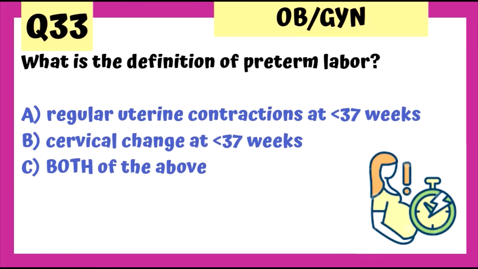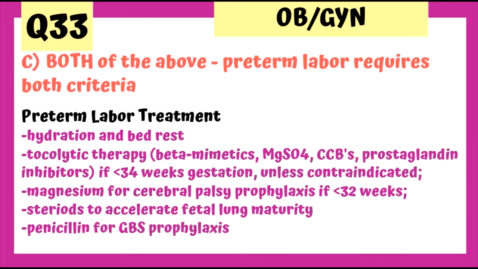Question 33. What is the definition of preterm labor? The answer is both regular uterine contractions and cervical change at less than 37 weeks. Meaning she's had both these contractions and cervical change at less than 37 weeks. That's the definition of preterm labor. You have to have both of these criteria. Here's just a little bit about preterm labor treatment.